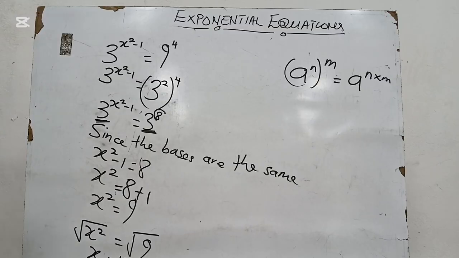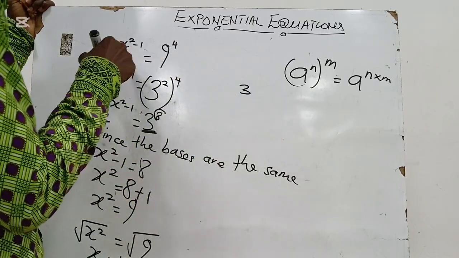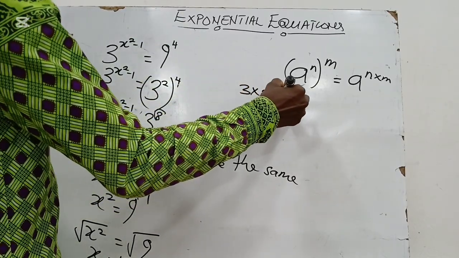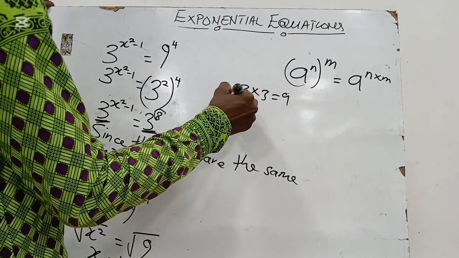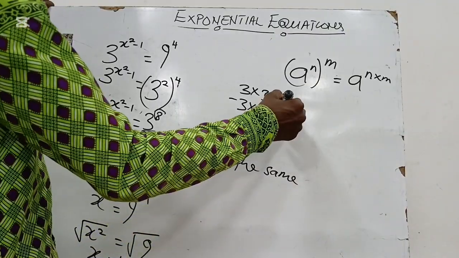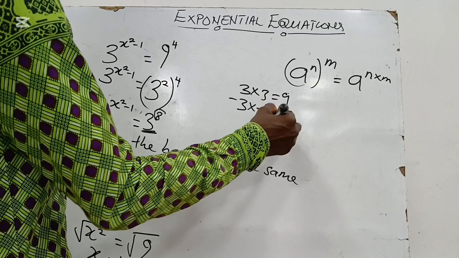It can be plus 3 or minus 3. The reason is that if we have 3 times 3, it will give us 9. The same way, if we have minus 3 times minus 3, it will also give us 9, because negative times negative becomes positive.